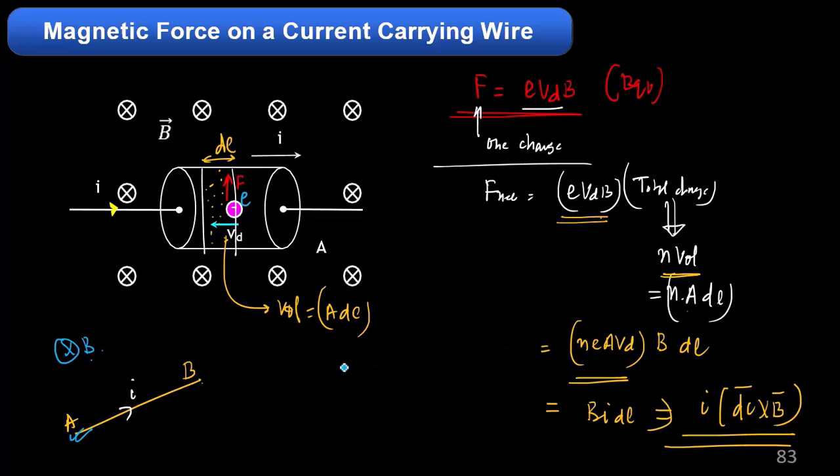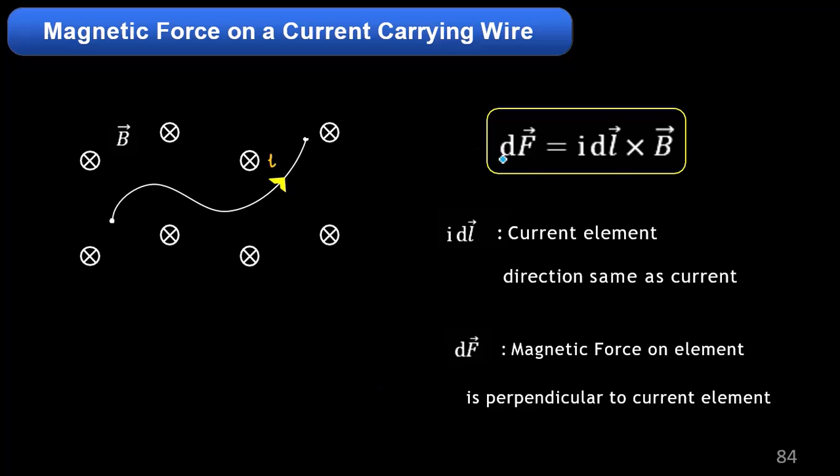So again, the cross product. Along the length of the conductor, along the I direction, that is the dl direction, along the current flow direction, you have to place your thumb, and along the B direction, you have to place your fingers. The palm face will give the direction of the magnetic force. This is the force, so I dl cross B. I dl is called the current element, its direction is the same as the current. dF is the magnitude of the force acting on the small element.